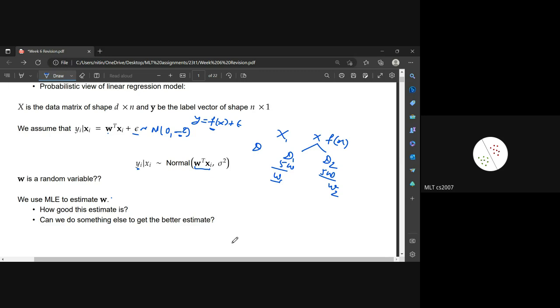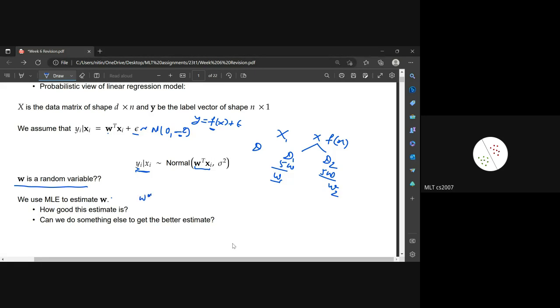So W is a random variable, which all of you must agree now, right? W is a random variable, and the randomness comes from the labels, right? Those data sets. Since W is a random variable, now we are trying to find out the W parameters we estimated using MLE, right?